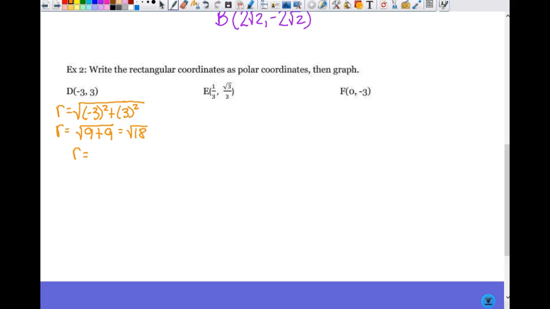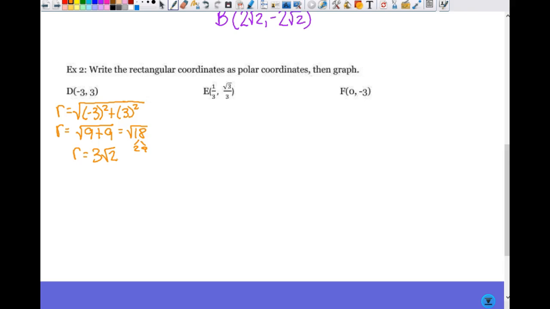Let me show you why this one is so easy. Isn't this the same thing as 2 times 9? So basically this is like a 2 and a 9. So take the square root of 9, it's 3 square root of 2. It is 3 square root of 2. Okay, does that make sense? See how that works there?